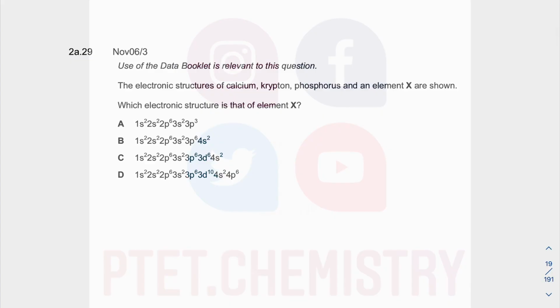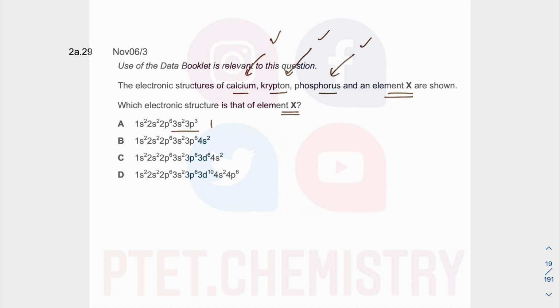In this question 29, you have electronic structures of calcium, krypton, phosphorus, and an element X. So which one is element X? I can work out calcium, I can work out krypton, I can work out phosphorus. By working these three out, then the other one must be X. Alright? So let's have a look at this.